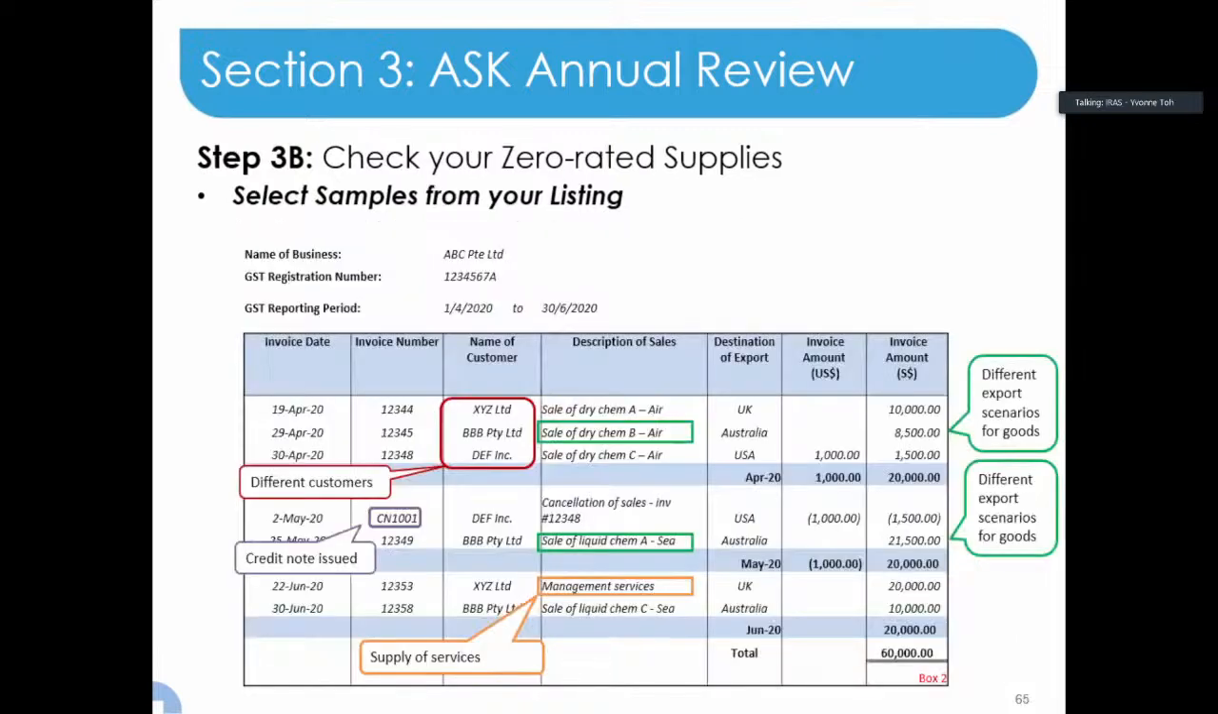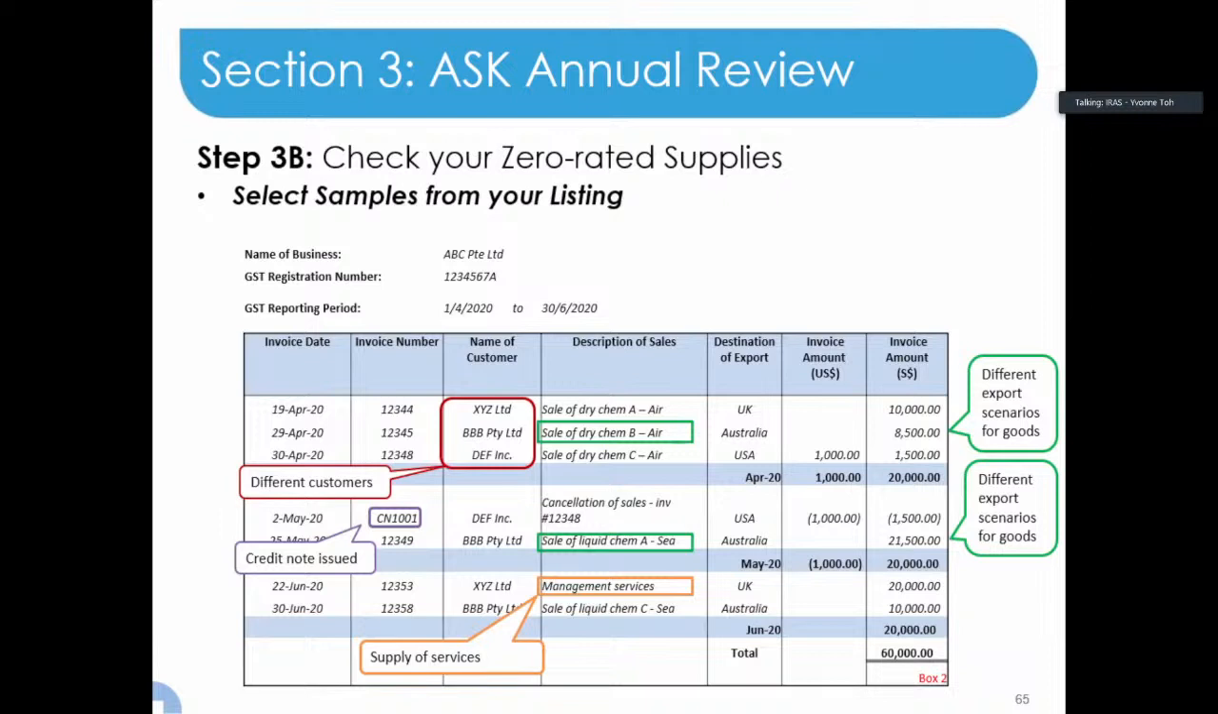So back to ABC's zero rated supplies listing, the samples that they select must cover their different customers. In this case, XYZ Limited, BBB Private Limited, and DEF Inc. The credit note which they have issued for their sale. For zero rated supplies of goods that are exported, they should select samples that cover different export scenarios and different modes of export. And since they also provide management services to their overseas subsidiary XYZ Limited and have zero rated their supply, they should also select invoice 12353 for checking.